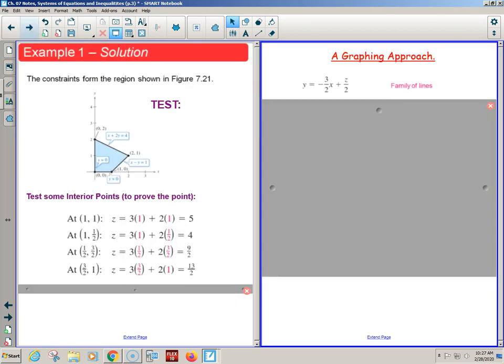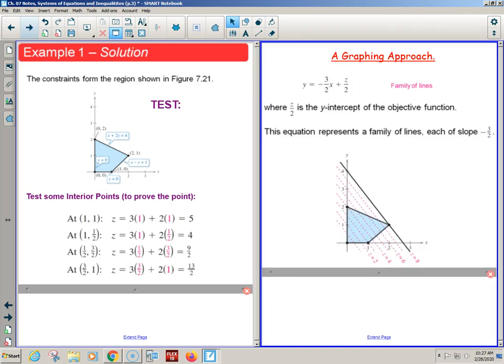But the reason why I talk about the slope is because technically there is another way of looking at this problem. The z equals the objective. We could have actually gotten y by itself with the z inside the mx plus b equation. And when we put it inside the mx plus b equation, this z is technically a part of the y-intercept. But it has to have a slope of -3 halves.